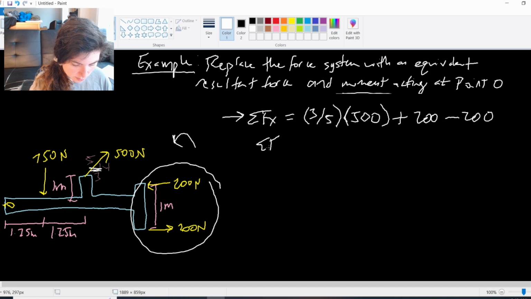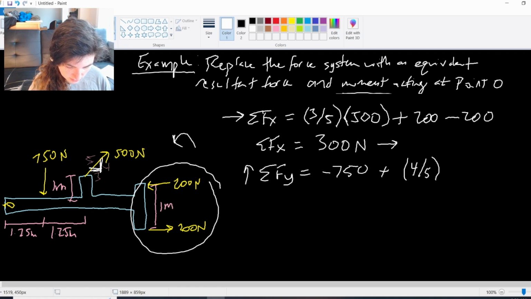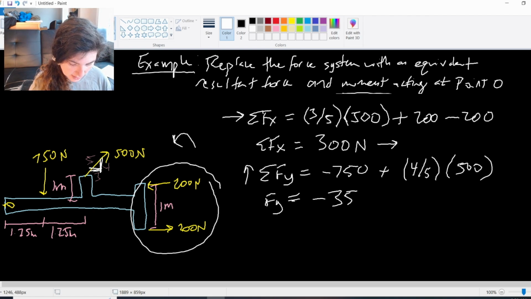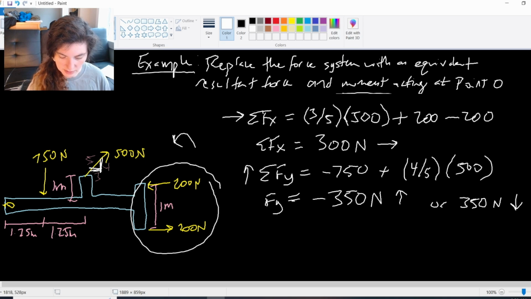So I go and I get my sum of my forces in the x direction is 300 newtons, and that's to the right. Then I'll do the sum of my y forces, and this time I'll make up positive. We'll do a conventional up is positive for y, and I will have negative 750 plus the y component of my 500 newtons. 4/5 times 500. And this will give me that my Fy is negative 350 newtons. Which that's negative from the positive direction. So I could say negative 350 positive or 350 newtons in the negative direction. These are the same, right?